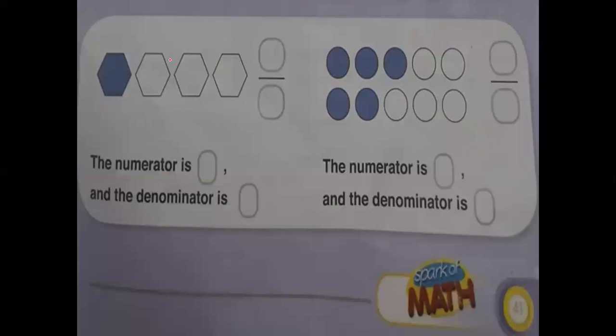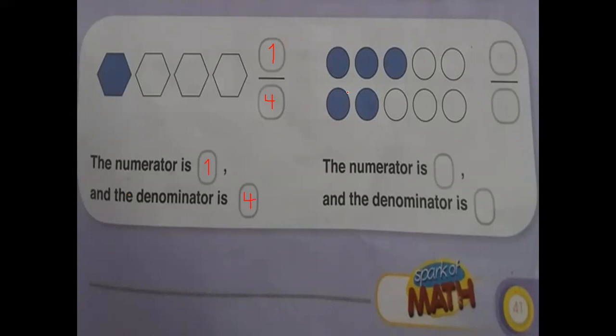Okay, number 5. How many shaded parts do we have? We just have one shaded part. So 1 over 1, 2, 3, 4. So 1 over 4. Excellent. The numerator is 1. Good job. And the denominator is 4.